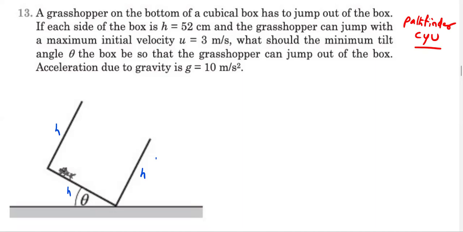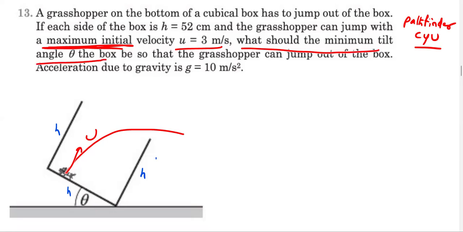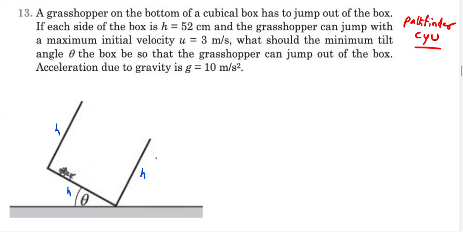And it will jump with a maximum velocity. This particular velocity u is given, and it's telling maximum. I think this condition we are going to take. What will be the minimum tilt angle theta of the box? So this is theta. This is called the tilt, so that the grasshopper can jump out of the box. So it has to come out of this.